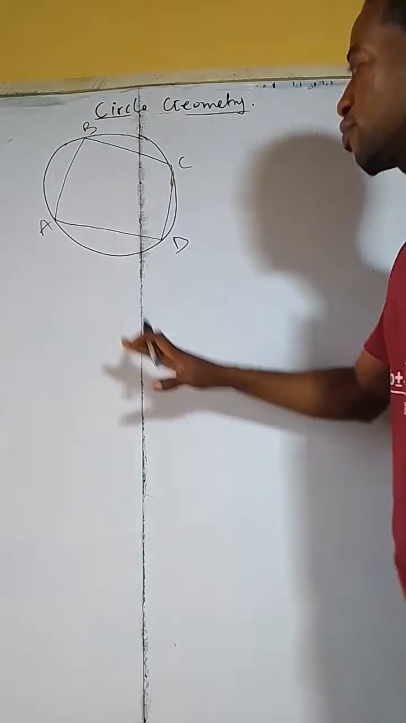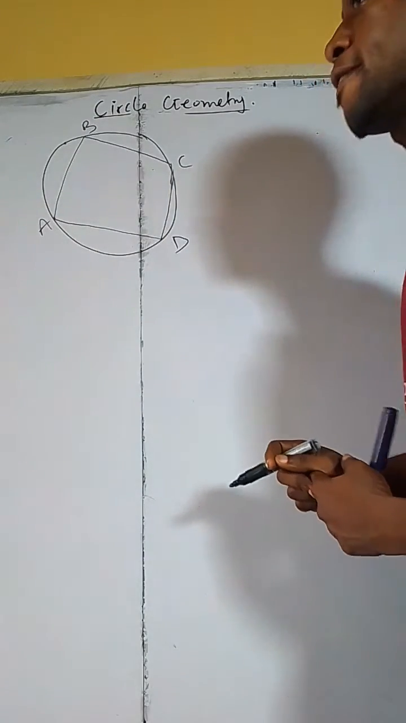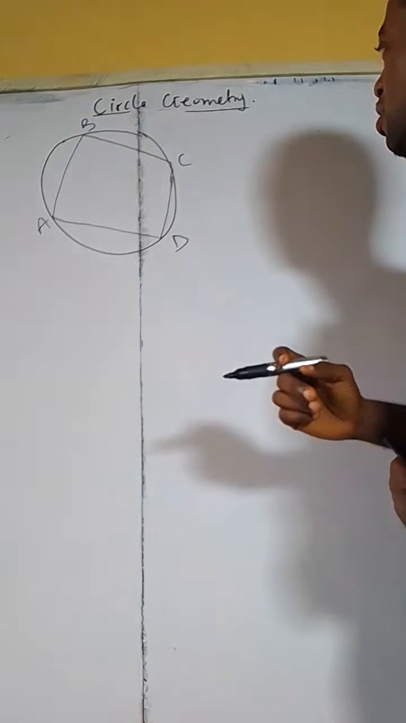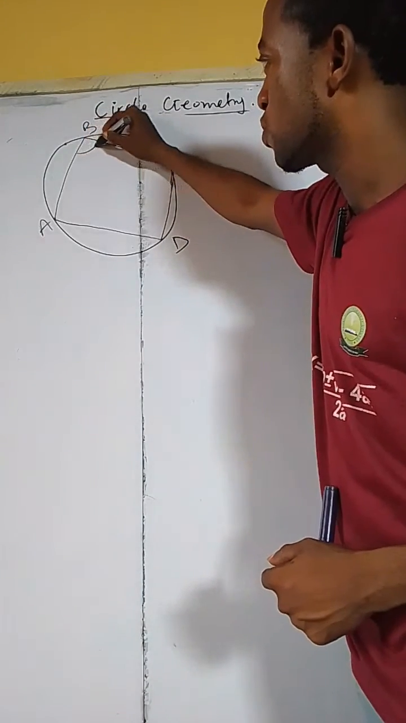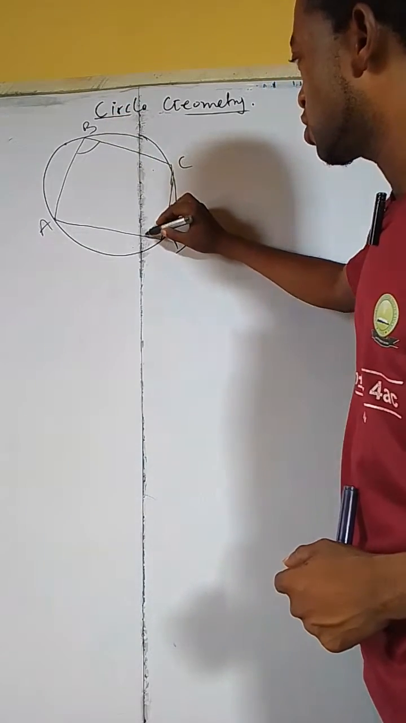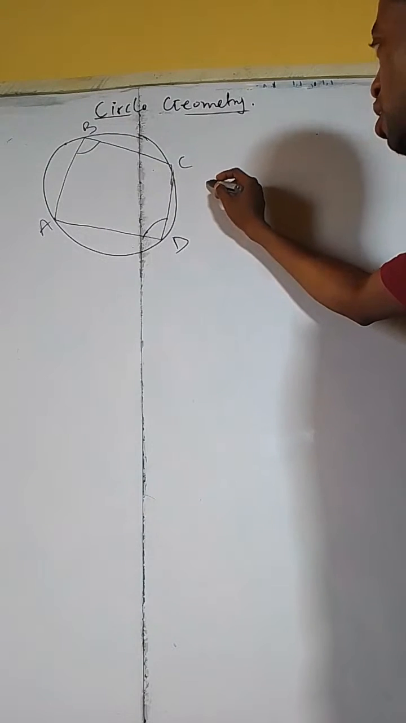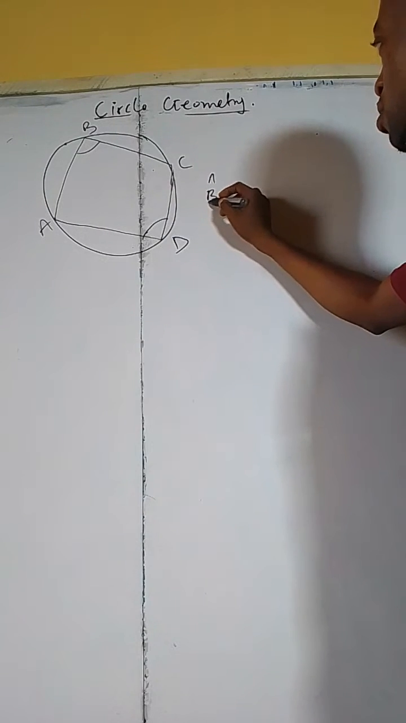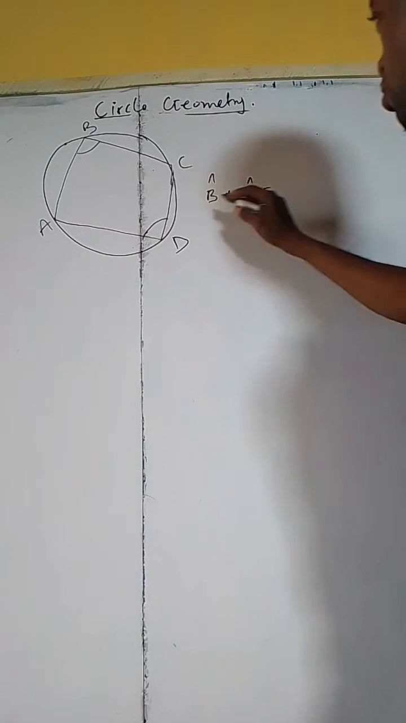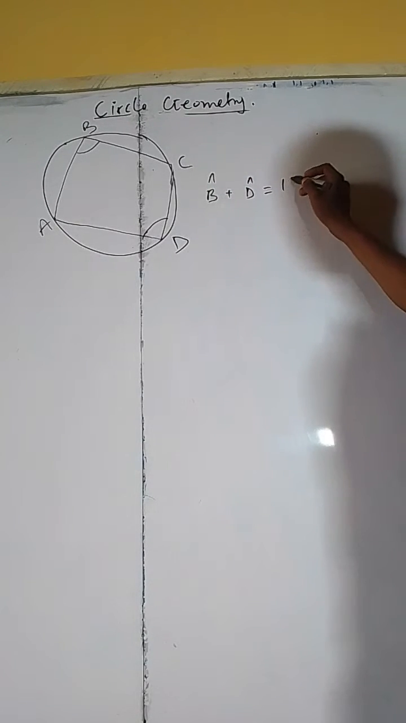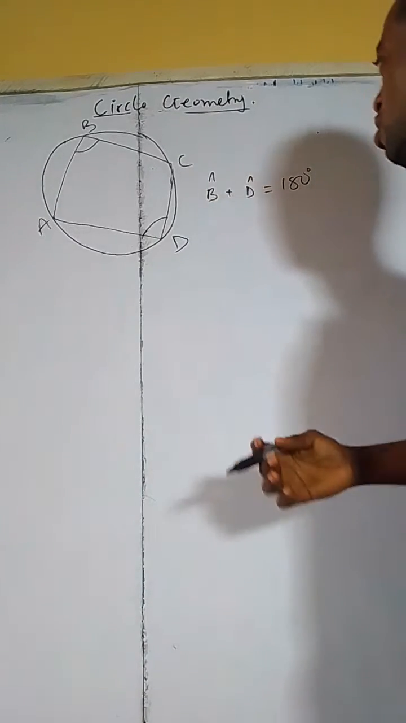The opposite angles of a cyclic quadrilateral are supplementary. That is, they add up to 180 degrees. So what do you mean by opposite angle? This B here is opposite to angle D. So we can say that here, angle B plus angle D is equal to 180 degrees.